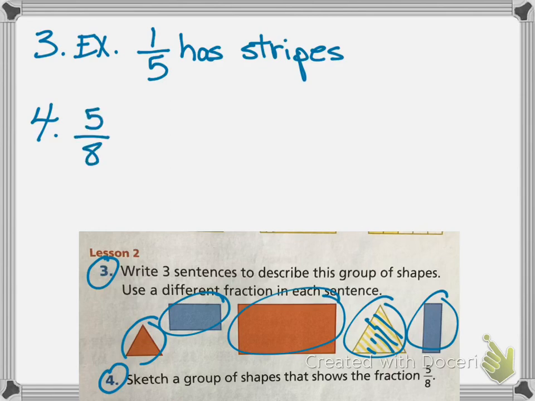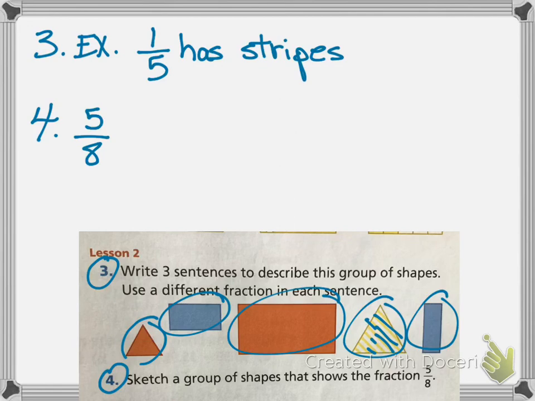Now you need a group of objects, but when I look at the group of objects, I should be able to tell that 5 of them are the same somehow, and you should know how many to draw all together. Okay, so you can choose color, you can choose shape, you can choose size, you can actually draw pictures of things and make 5 of them similar.